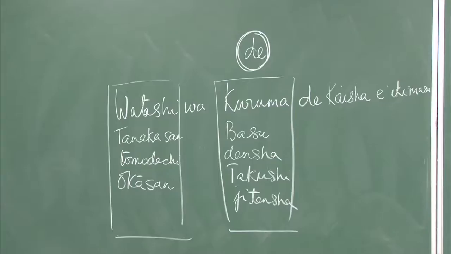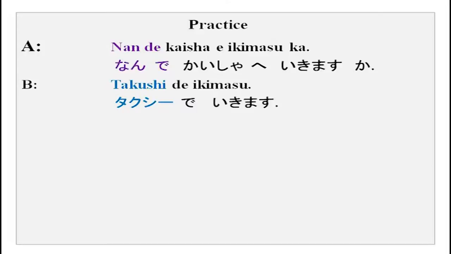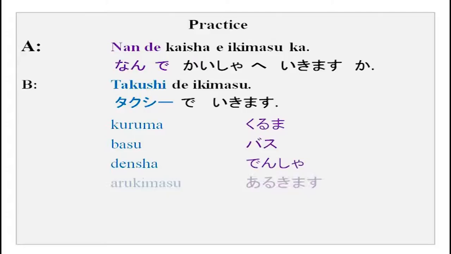Now, you can see over here, that's exactly what is given. Nan de kaisha e ikimasu ka? Takushi de ikimasu. I go by taxi. So, basic meaning of de is by, with the help of. Kuruma de ikimasu. Bus de ikimasu. Densha de ikimasu. And of course, there is one word over here, arukimasu. Arukimasu means to walk. Jitensha de ikimasu. Shinkansen de ikimasu.